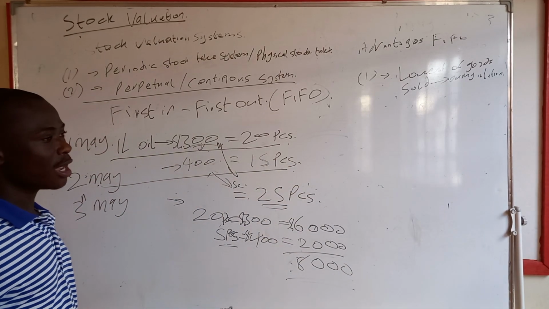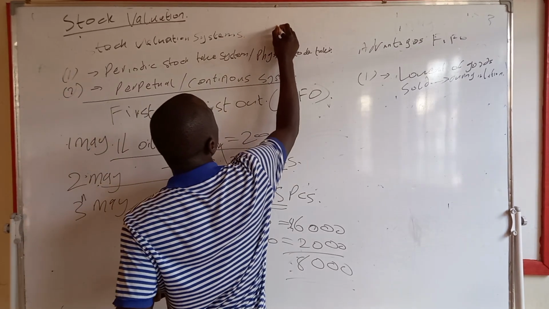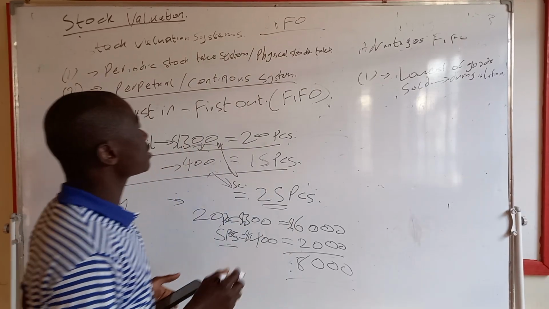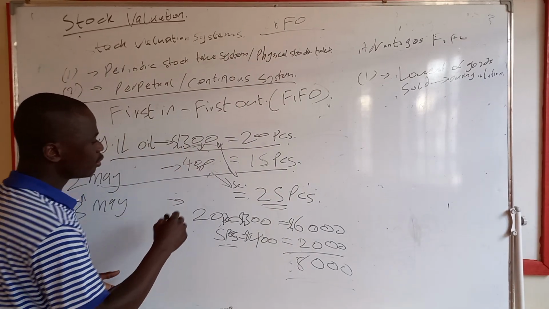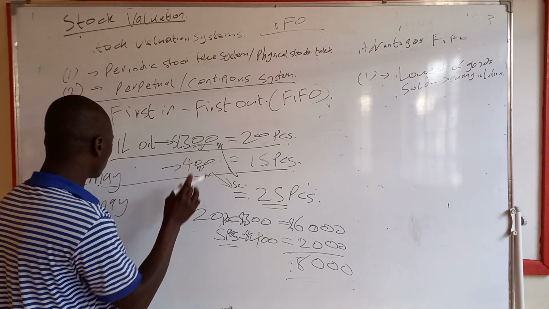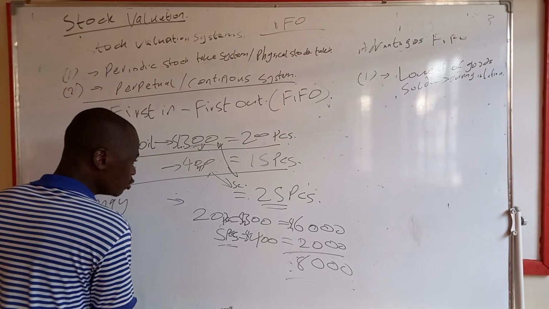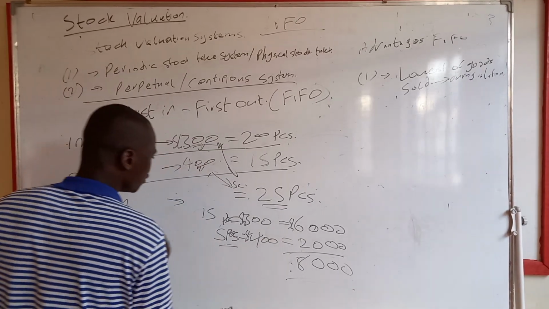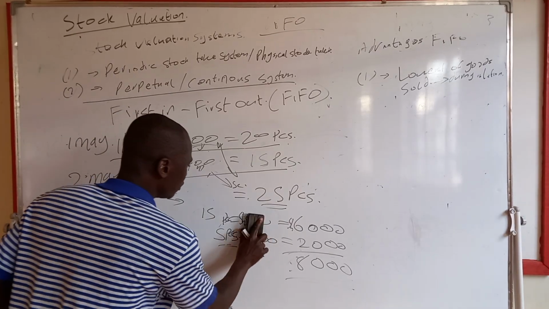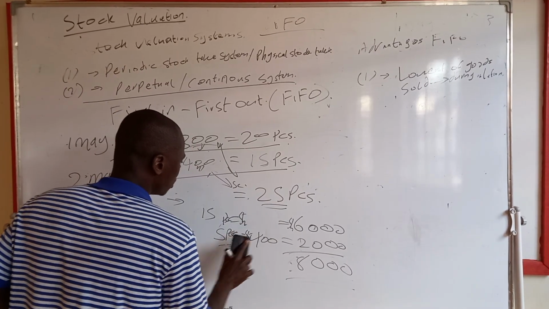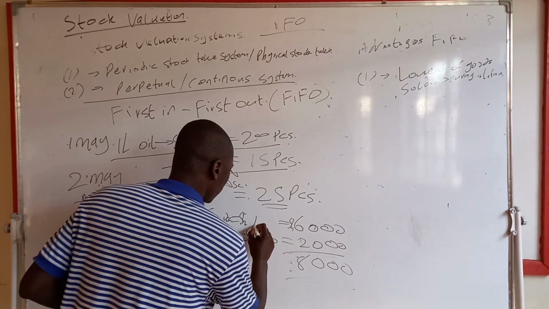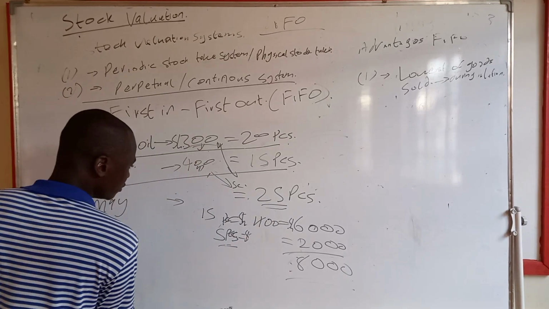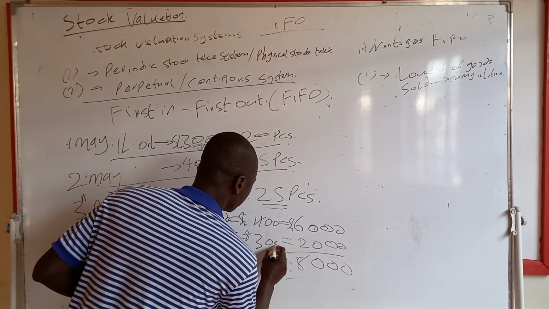There is also another one which is called LIFO. This is last in, first out, which means this one is supposed to be sold first. If that was the case, then at this point you notice that this person would have sold 15 at a price of 400 and 5 only at a price of 300. Okay?